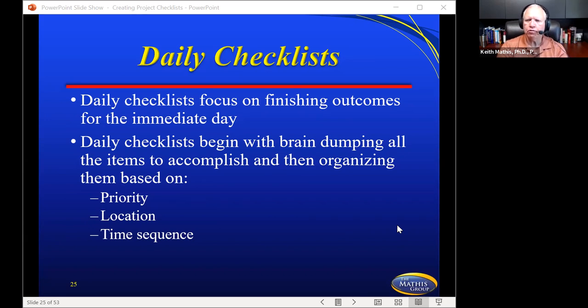Daily checklists. This is a great tool for you. If you've been missing stuff and you're always finding yourself remembering at night what you should have done that day, this might be something you need to add to your routine. Daily checklists focus on finishing outcomes for that one day. They begin with a brain dump in the morning or the afternoon before. And so you look at several different things that you need to accomplish: the priority, the location, the time sequence, and you get those things in order. And then through the day, you just glance at your list and mark things off. You're always going to add stuff to that list. Of course you are, because you're walking down the hall and your manager is going to catch you and say something to you or give you something else that you need to do that day. So obviously it's not going to stay the same all day. You're going to find yourself adjusting stuff, but the point is it's on a list that you're able to look at, and you're not going to miss anything.